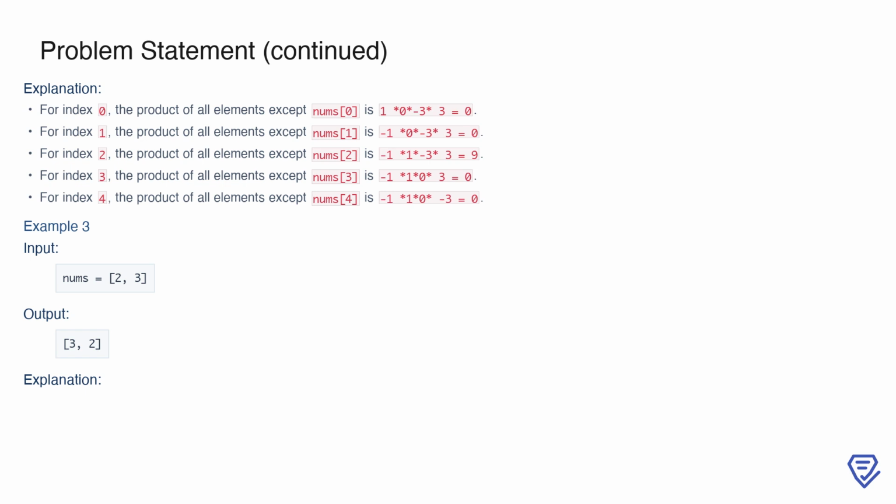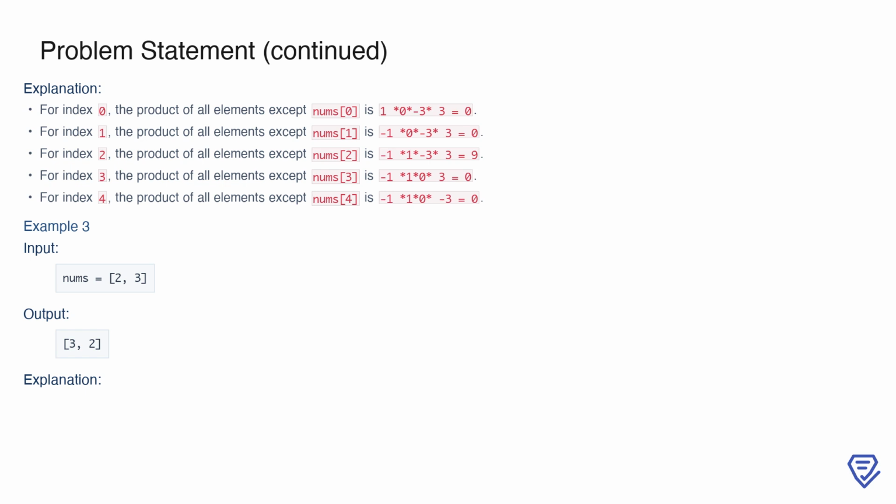For the input nums equals [-1, 1, 0, -3, 3], the output is [0, 0, 9, 0, 0]. Here, the presence of 0 in the array makes the calculations interesting. For index 0, the product of all elements except nums[0] is 1 * 0 * -3 * 3, which results in 0 because of the 0. Similarly, for index 1, the product is -1 * 0 * -3 * 3, which also results in 0.